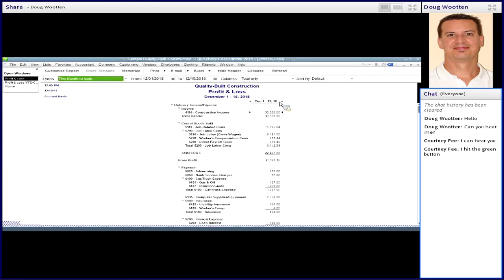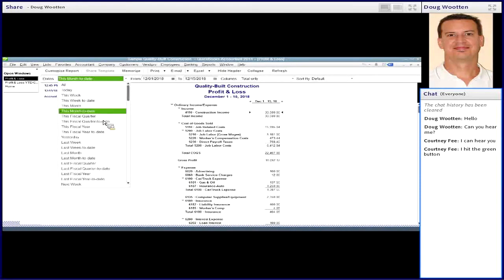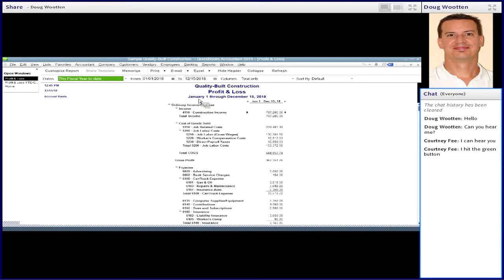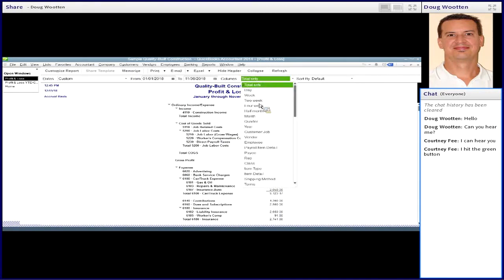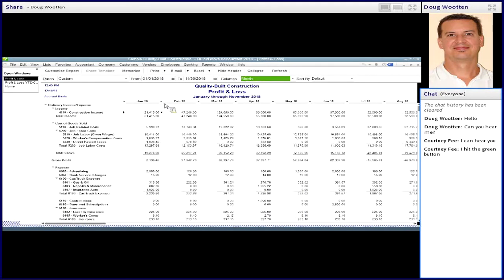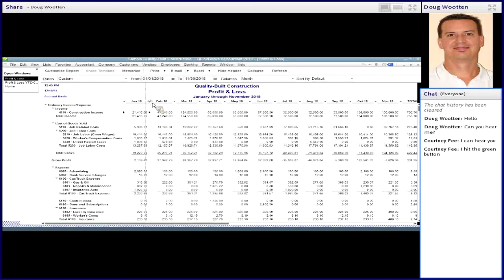In this case, we're going to go ahead and do year to date. I'm going to back this up to November because I only want full months. Now it's showing me the entire year to date. But when you look up here, at least this, again, this is QuickBooks, the columns is one, it's totaling the whole year. I want to show columns by month. Now it's giving me a separate column for each month with a total at the very end.